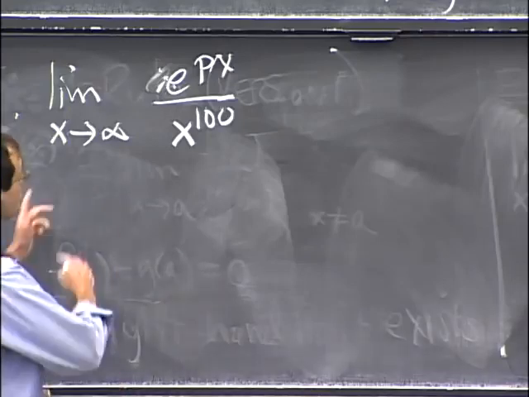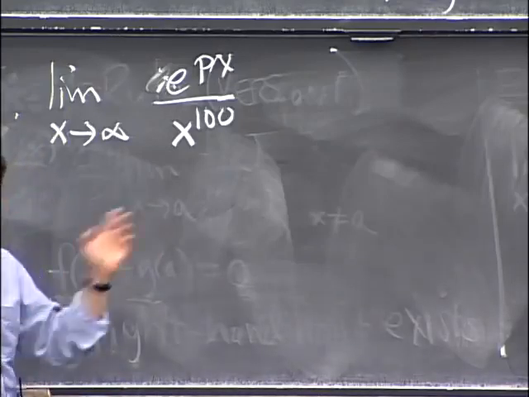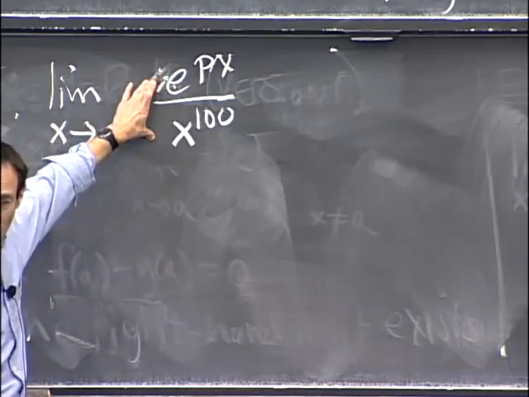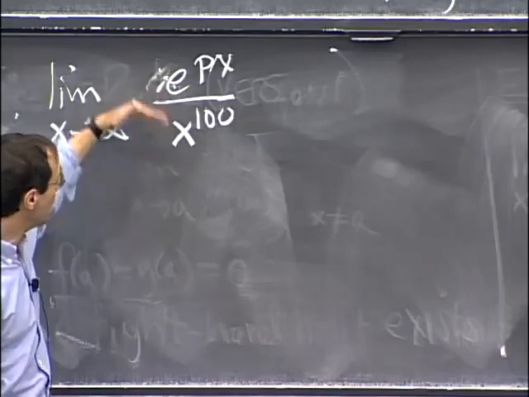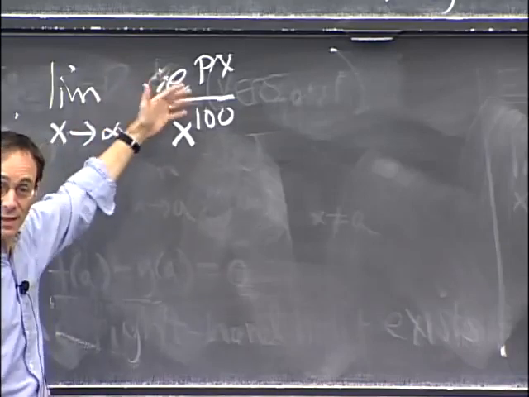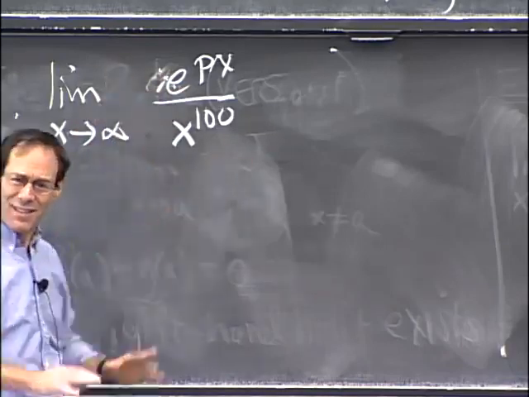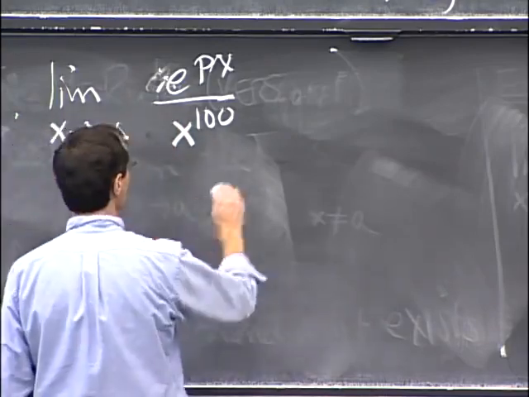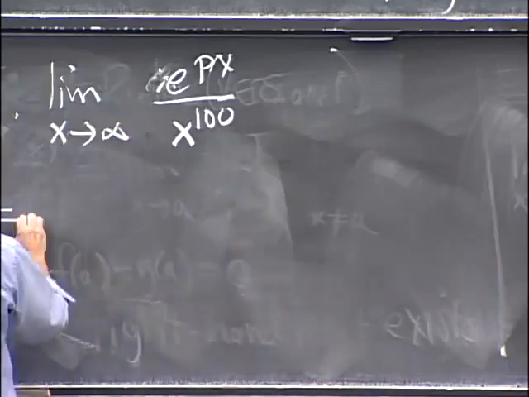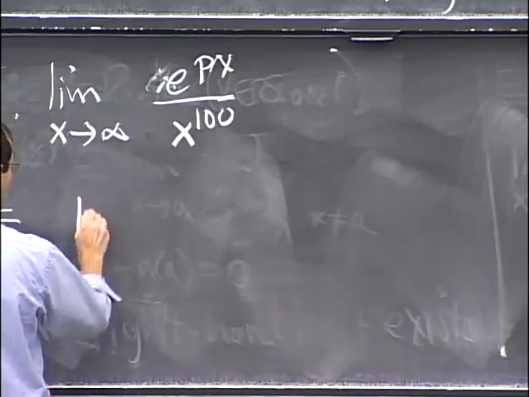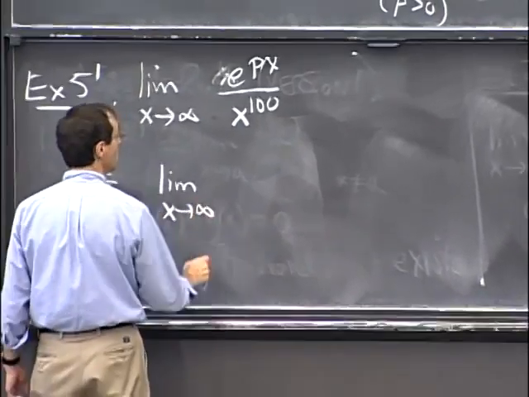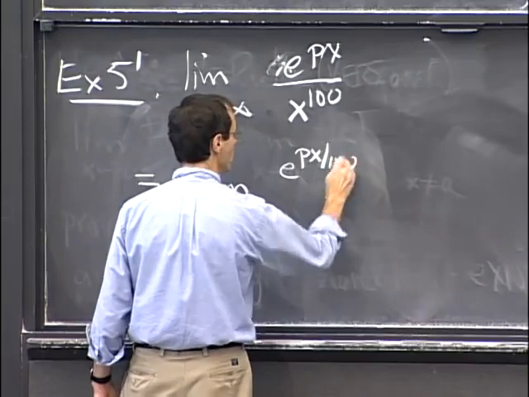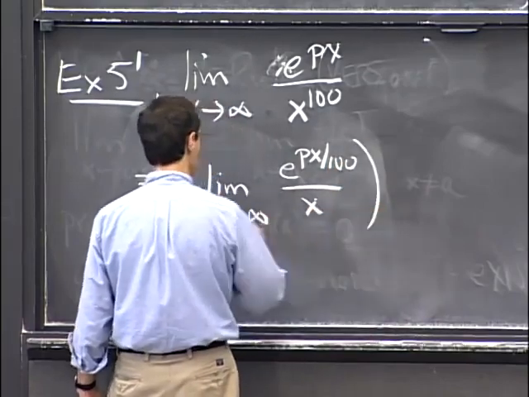But there are two ways of thinking about this. There's the slow way and the fast way. The slow way is to differentiate this 100 times. That is, right? Apply L'Hopital's rule over and over and over and over again, all the way down. It's clear that you could do it, but it's kind of a nuisance. So there's a much cleverer trick here, which is to change this to the limit as x goes to infinity of the e to the power px divided by 100 over x to the 100th power.